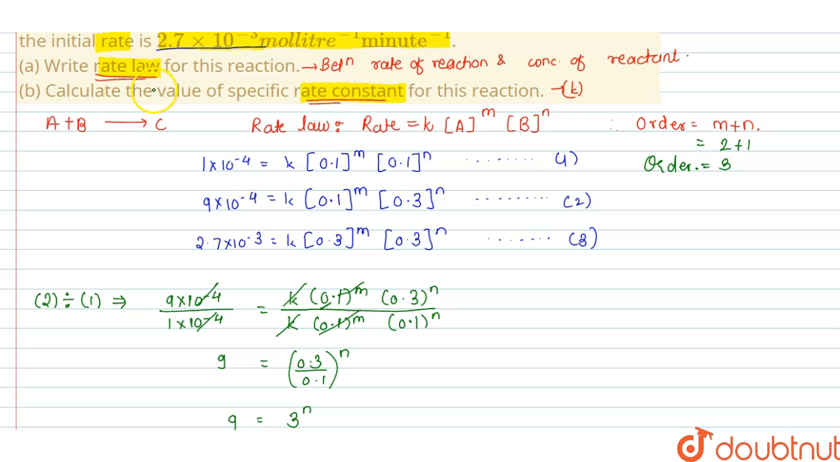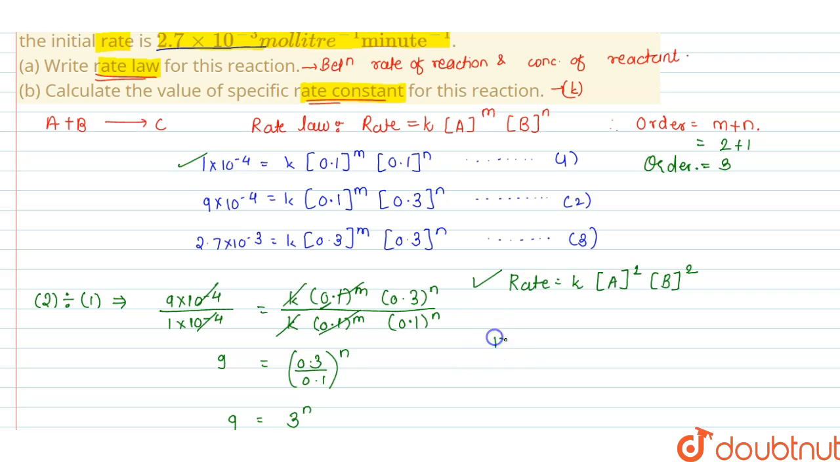Now we can write the rate law, which will be rate is equal to K into concentration of A raised to power m. So m is equal to 1, and concentration of B raised to power n, where n is equal to 2. So this is your rate law. Now you have to calculate the rate constant. So for this you can consider any one equation and substitute the values of m and n. So we'll consider equation 1.